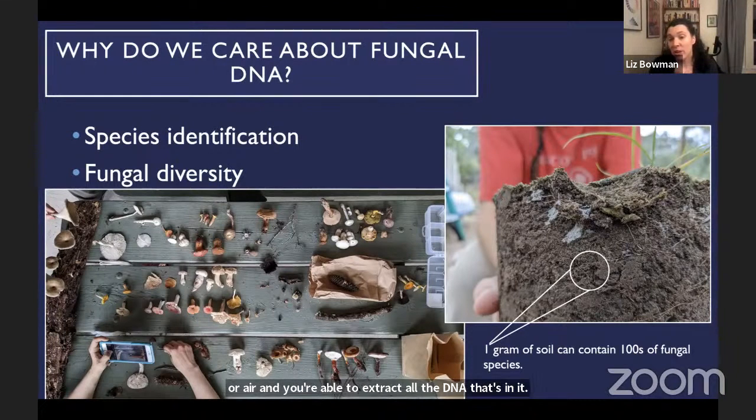So 1 gram of soil can have hundreds of fungal species in it. Some of them are active, some of them are dormant in spores, some of them are dead, so you just have remnant DNA left. But you're able to extract all the DNA in it and sequence all of it. So you can find out all the species that are in a sample of soil or water, and you can get an idea of what the diversity is. You can figure out a little bit what they could be doing in that soil sample.